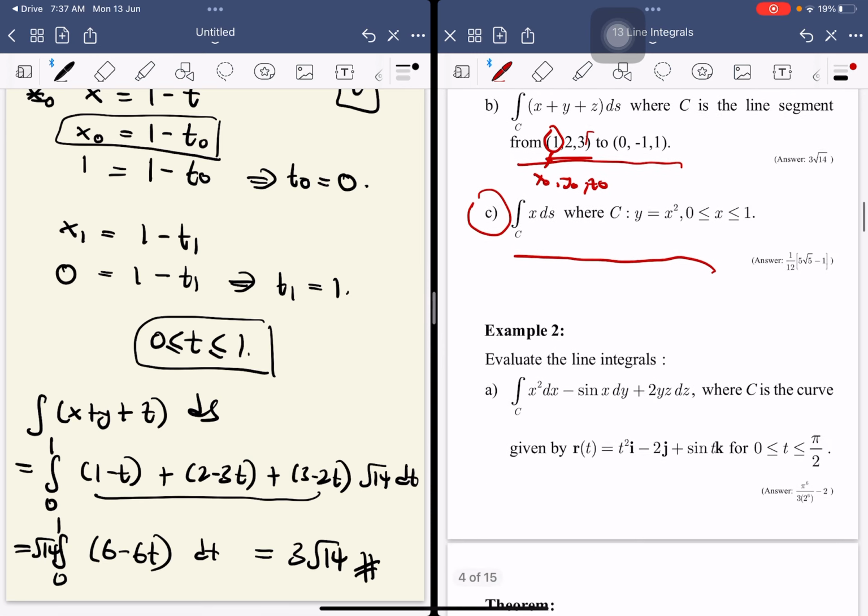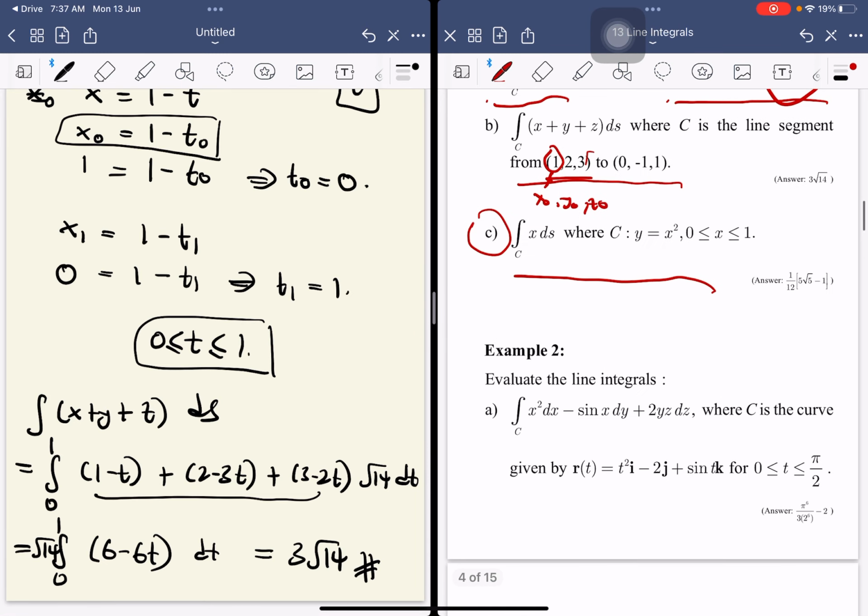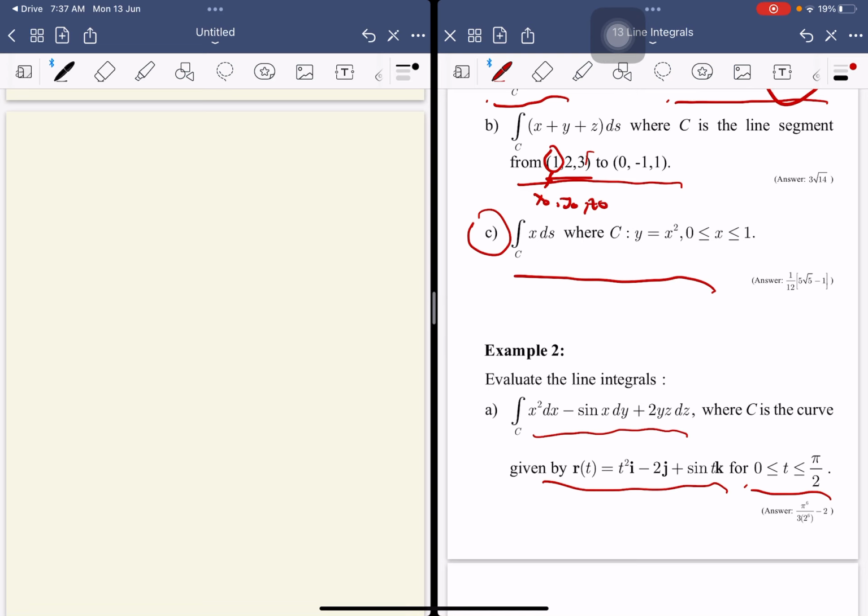There's one more pattern of the question. For example, if they give you something like this, where C is the curve given by this, for t between 0 up to pi over 2, how can we solve this one? Let's take a look over here. They give you the line integral in this way.